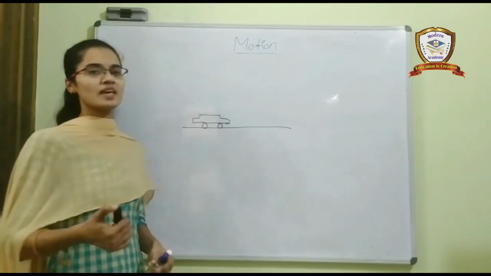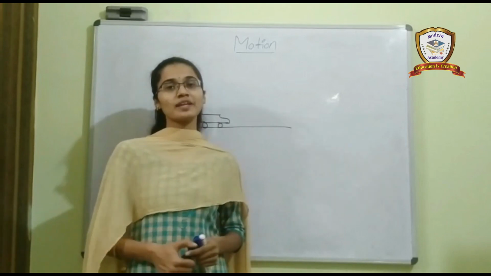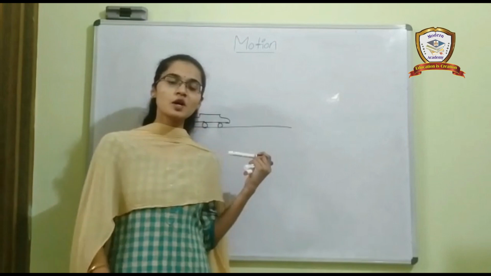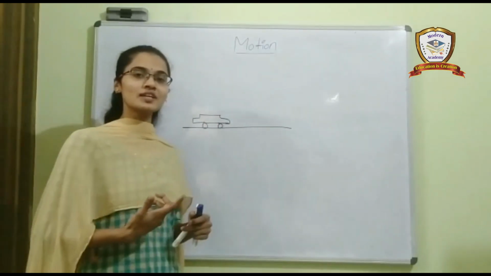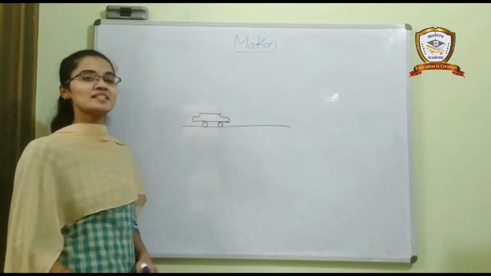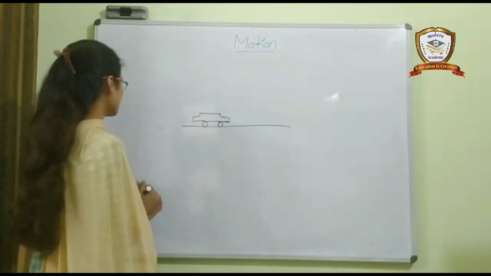And some more examples we have in our surroundings. A train is moving along a track, an aeroplane is flying in the sky, a fan is rotating around its axis. These are all examples of motion. Not only the objects on the surface of the earth, even the earth is rotating around the sun. So these are all examples of motion. That means everything in the universe is in motion.